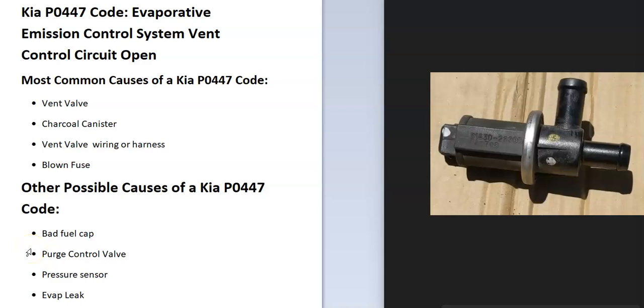So today I'm talking about a Kia with the P0447 code, what it is and how you go about fixing it. So what is a Kia P0447 code? Well, it's an evaporative emissions control system vent control circuit open. And what does this mean?